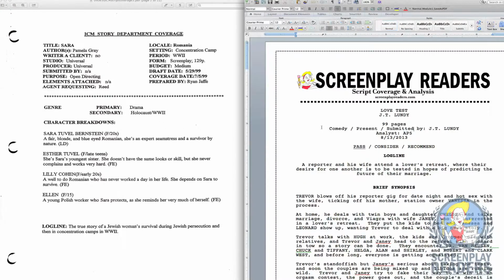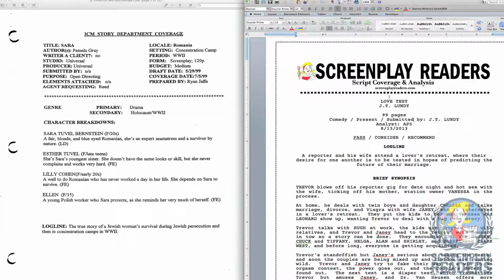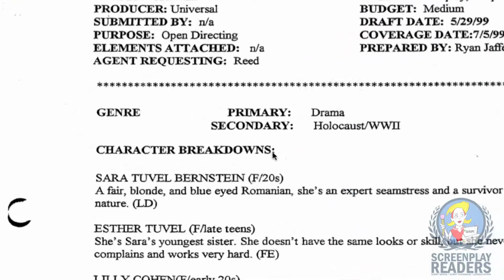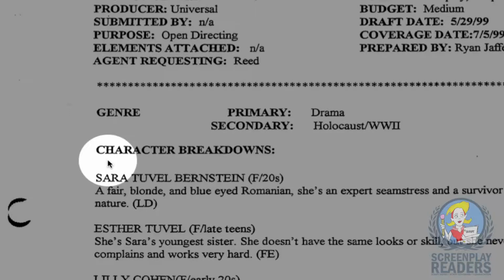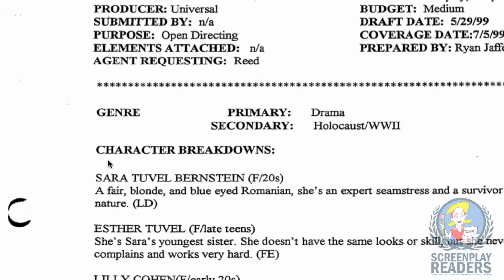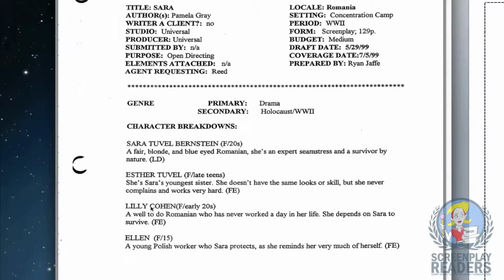Another thing you'll notice different between the title page of the Screenplay Readers coverage and the ICM coverage is that they include character breakdowns. Because they're an agency, they might want to say, hey, look, is there anybody in this script worth attaching one of our named talent actors to? So they want to include maybe 5 or 6, maybe 10 juicy parts, as it were. See if maybe there's anybody in the agency that they might want to attach to.